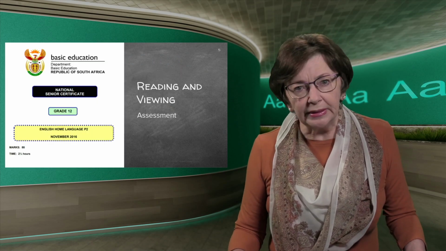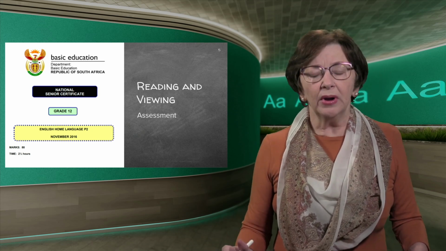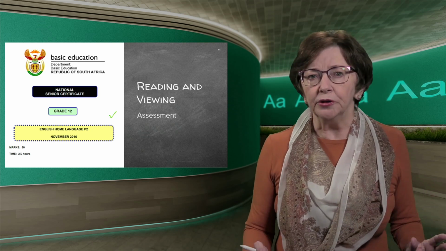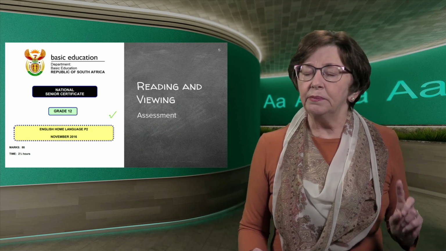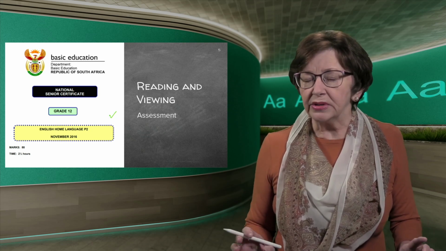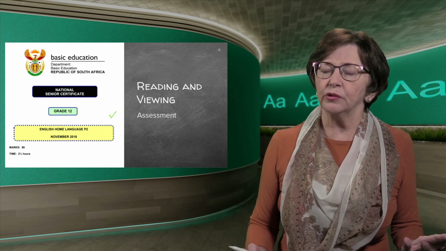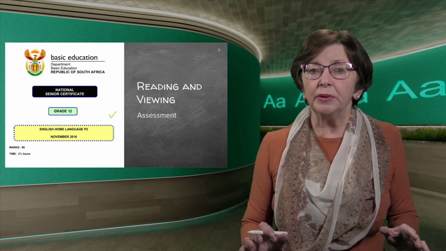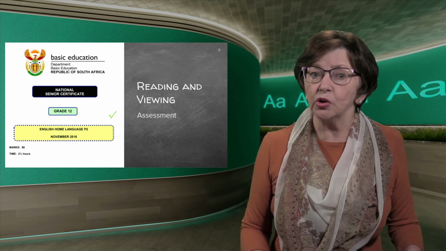Now, of course, ultimately, we all want a good mark at the end of the day, isn't that true? So we are aiming at our final exam. Now, the reading and viewing learning area will be tested in two papers, in paper 1 and in paper 2. Paper 2, of course, is the literature. Paper 1 is the language and comprehension and so forth. So in those two papers specifically, you will be questioned on the skills and strategies that I've just told you about.